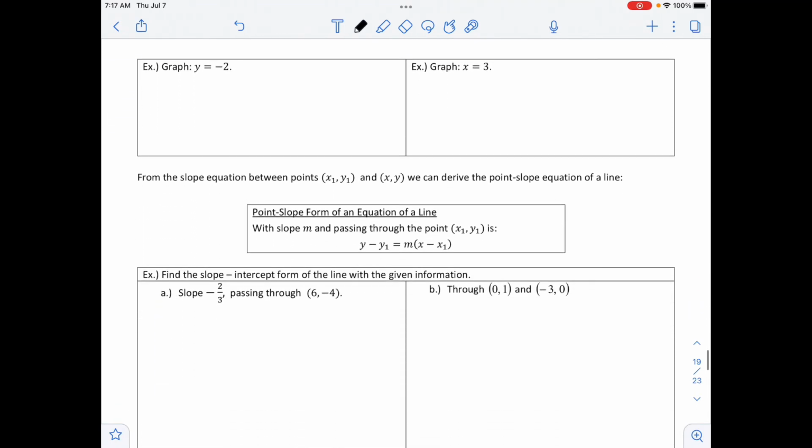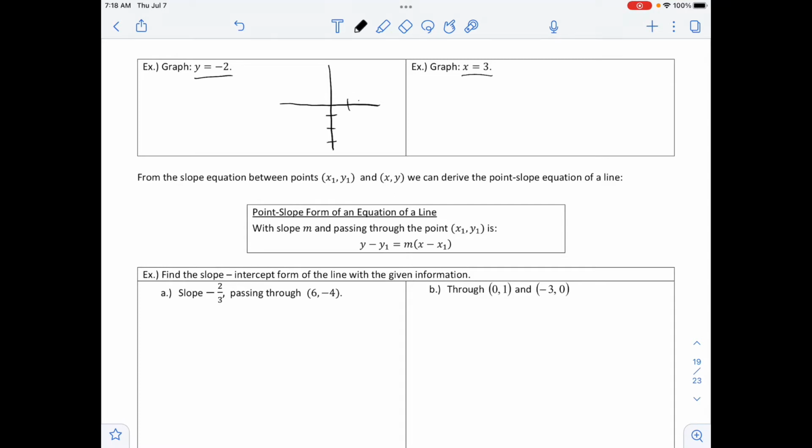On the next page, we have a few special cases that we see quite often. The first one is saying to graph y equals -2, and the second one says to graph x equals 3. For both of these, you'll notice that the equation isn't very dense. It doesn't have a slope and a y-intercept necessarily.